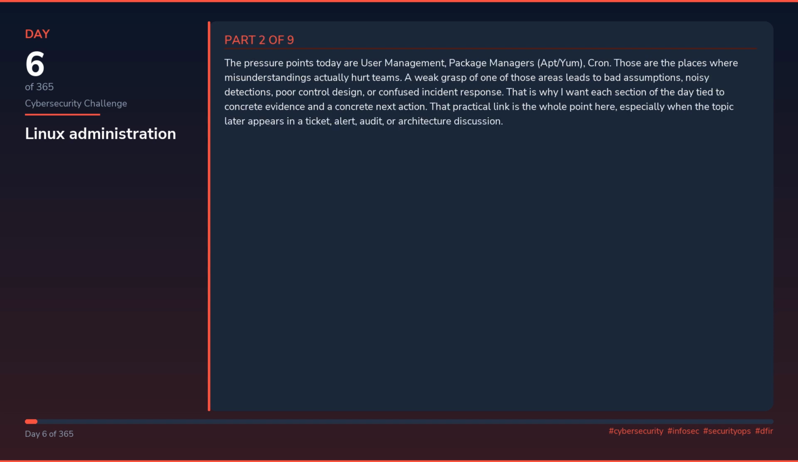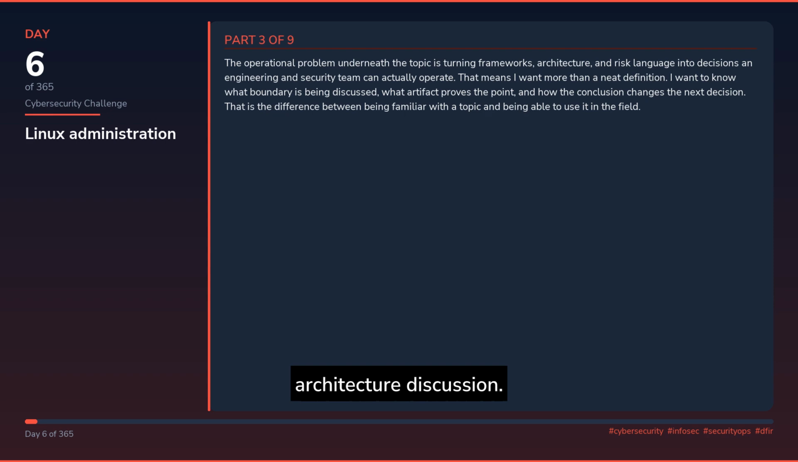The pressure points today are user management, package managers, apt/yum, cron. Those are the places where misunderstandings actually hurt teams. A weak grasp of one of those areas leads to bad assumptions, noisy detections, poor control design, or confused incident response. That is why I want each section of the day tied to concrete evidence and a concrete next action. That practical link is the whole point here, especially when the topic later appears in a ticket, alert, audit, or architecture discussion. The operational problem underneath the topic is turning frameworks, architecture, and risk language into decisions an engineering and security team can actually operate.